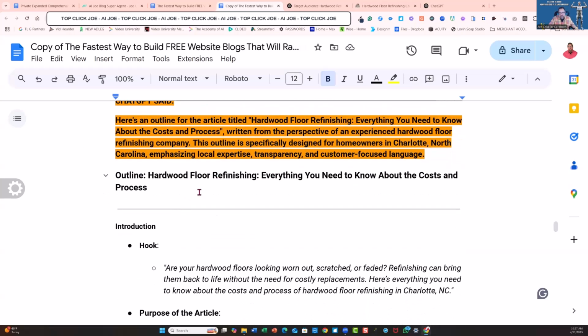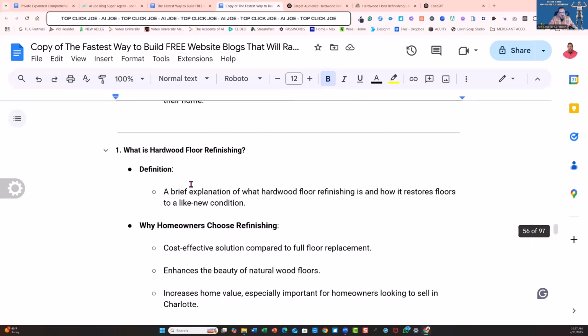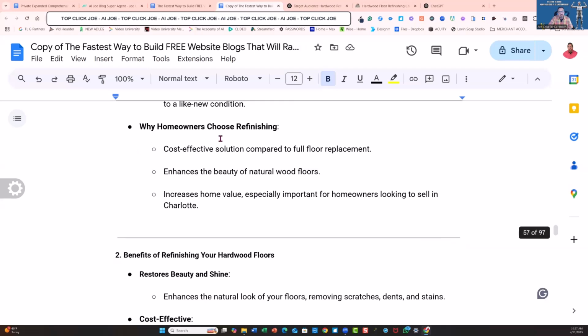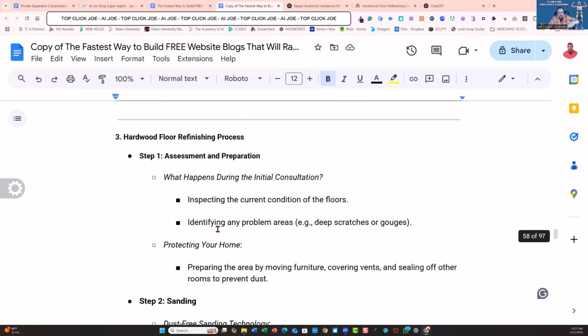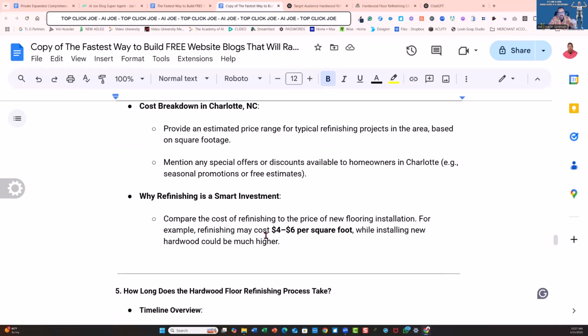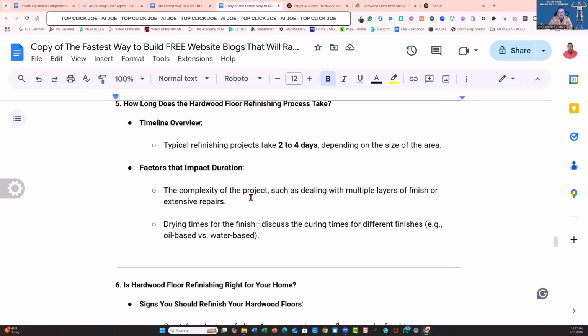Here's an outline for this headline. Here's a hook. Here's the purpose of the article. Here's what is hardwood floor refinishing, a definition, why homeowners choose refinishing, and so on and so forth. And as we go all the way to the bottom, it even has the prices. Now, I had to change these prices because it was wrong, and I happen to know his price structure, so I changed it for him. And I know how many days it takes.